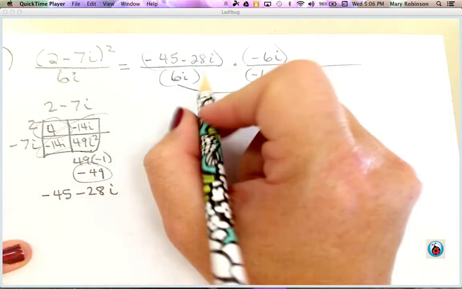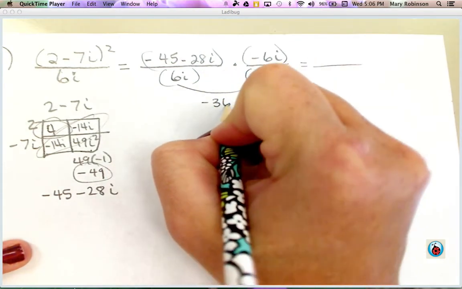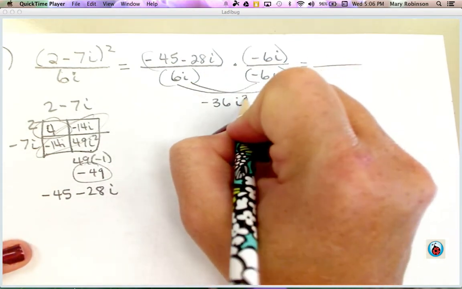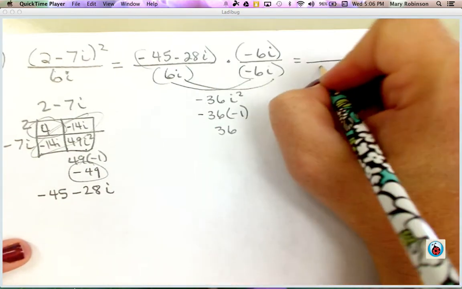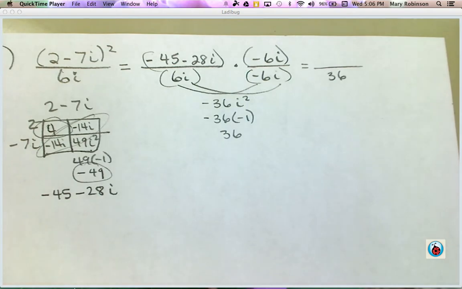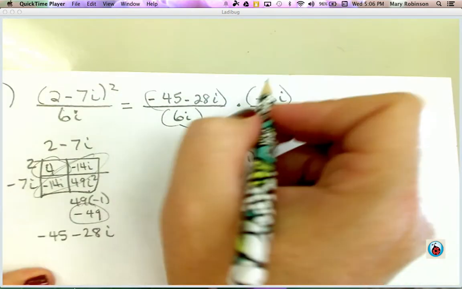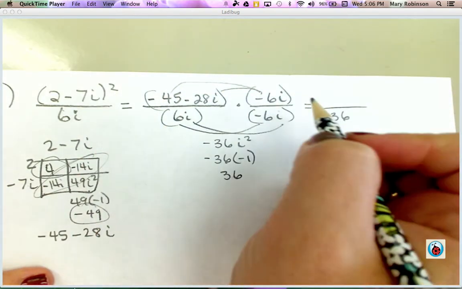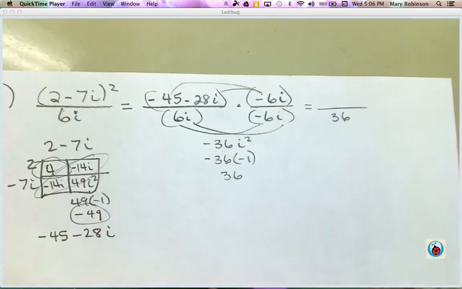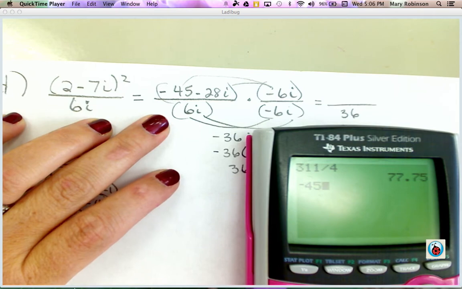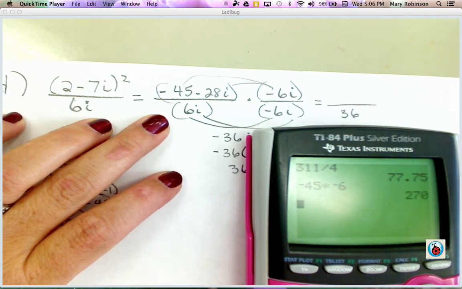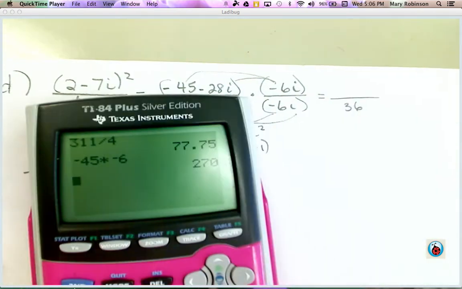This is all multiplication. Remember, however, that you should always end up with a positive integer for your denominator. So 6 times negative 6 is negative 36. i times i is i squared, so you're going to end up with a positive 36, which you should. It should always be positive. On the top here, you just distribute the negative 6i to both terms. Right off the top of my head, I don't know negative 45 times negative 6, so I'm going to type it in, and I get 270.